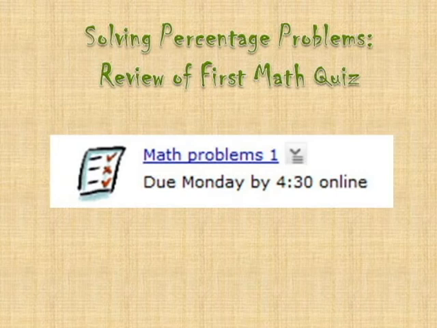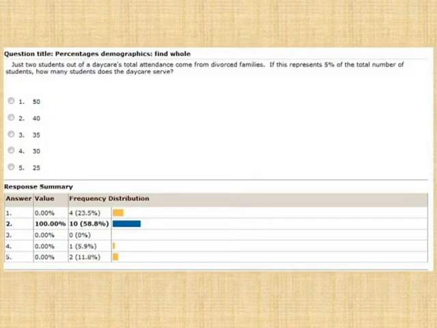Now let's look at some of the difficulties that you may have encountered while taking last week's online math quiz. The following problem deals with percentages, and you had to find the whole when given information about a percentage and a part. And you'll see at the bottom of my diagram here, 10 people got this question correct, that's in blue, and 7 people got it wrong, that's in yellow.